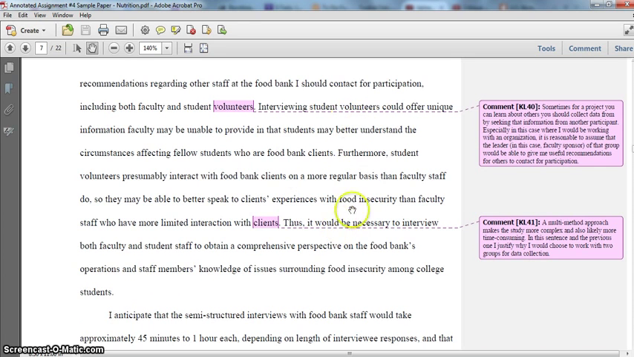Now in this part, what I'm doing is I'm explaining that for my participants, in terms of the food bank staff, I would want to recruit both faculty and student volunteers. And what I'm doing in these two sentences here is I'm justifying that decision. I'm explaining why it is I would want to involve student volunteers and not just focus on the faculty.